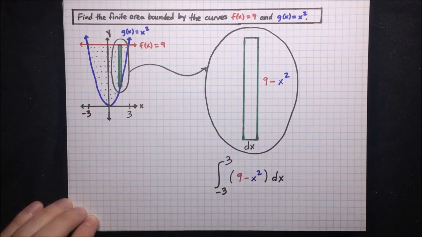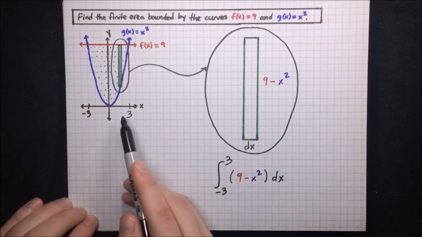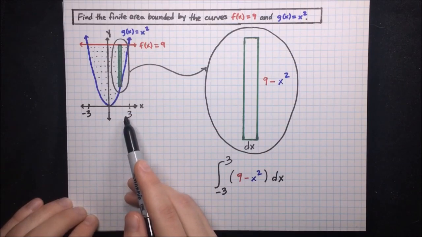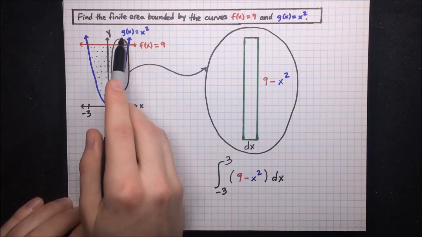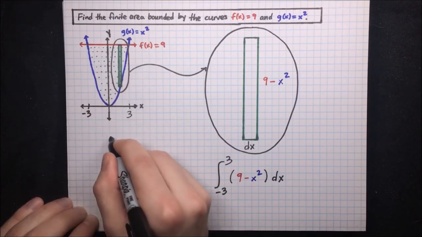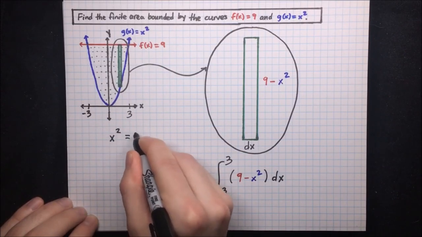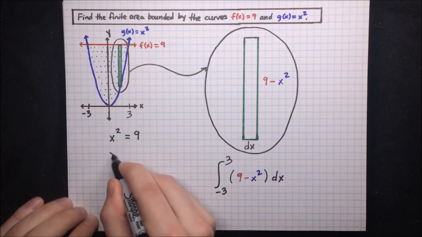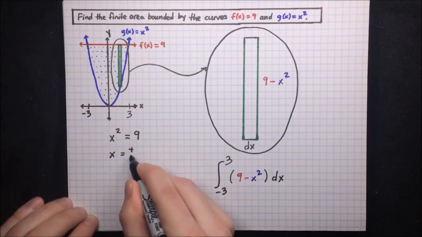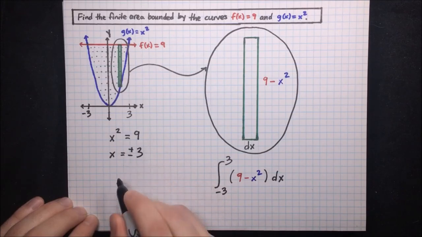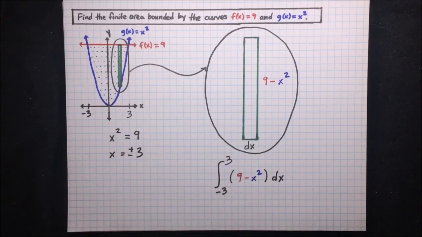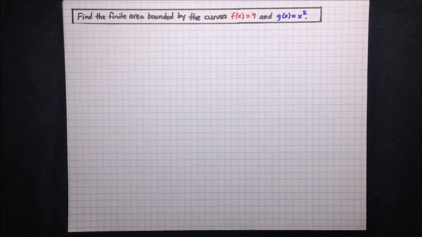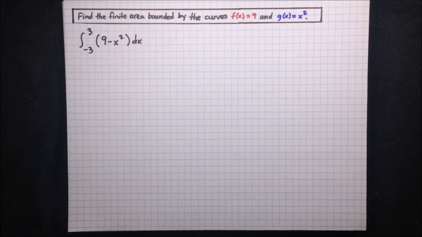Now, this was easy because we had a graph, so we could tell from the graph, but if you ever don't have a graph, and you want to find the points of intersection, remember that you can just set the functions equal to each other. So you could have x squared equals 9, the equation to solve for your points of intersection, and you'd solve that, and you get x equals plus or minus square root of 9, which is 3, and that gives you the bounds. Alright, so now we've got our integral that we have to compute, and all that remains is to compute it. So let's focus in on that integral, and let's evaluate that integral.